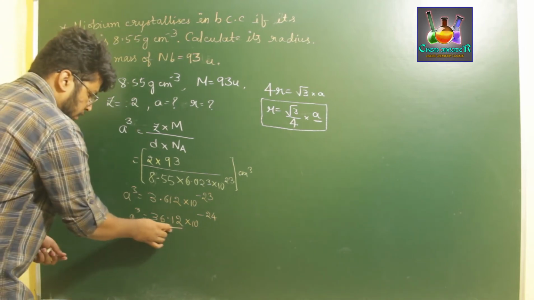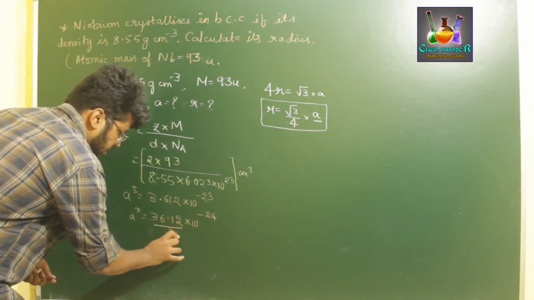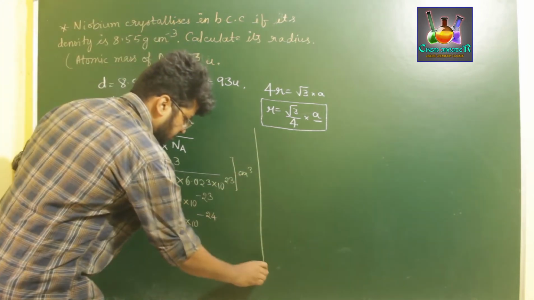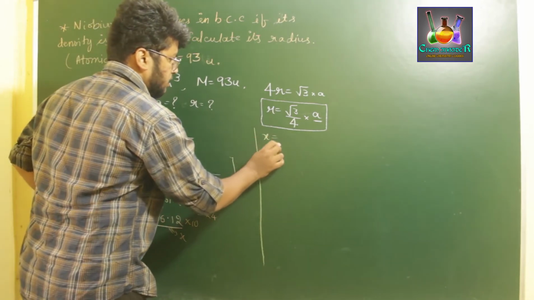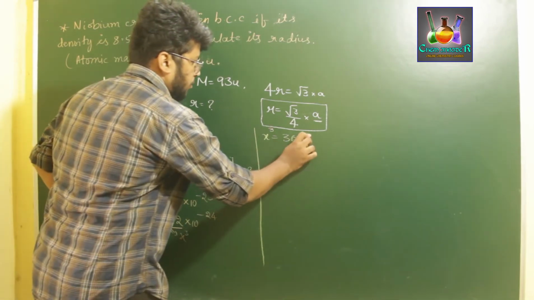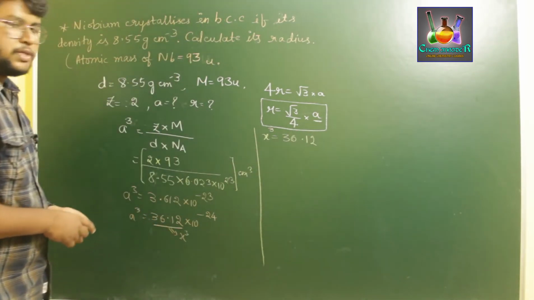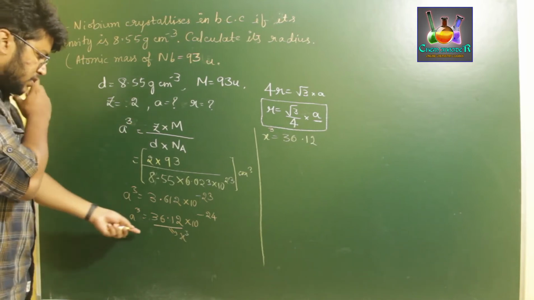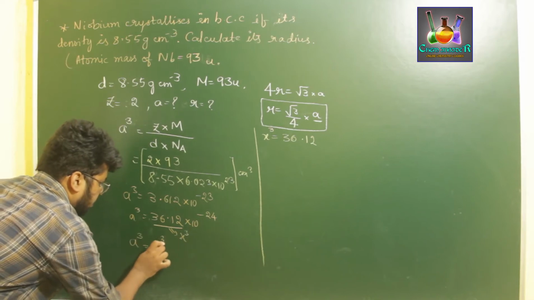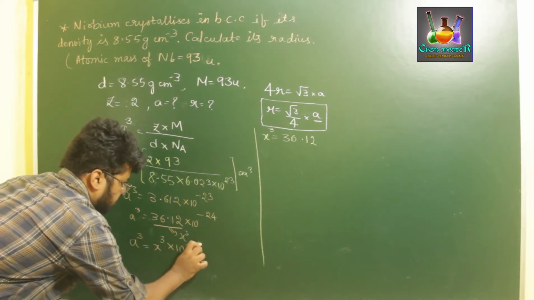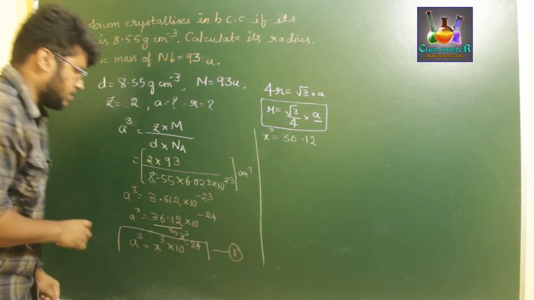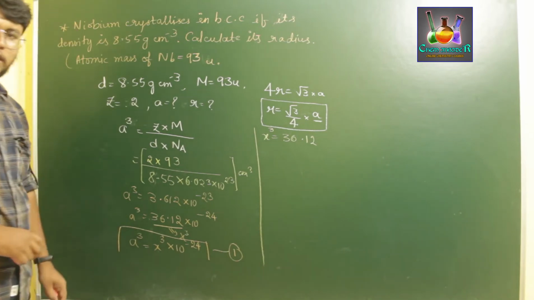Now let us consider this value as x. So x cube is equal to 36.12, and we will leave it as x cube is equal to 36.12 on the right-hand side. Now the equation becomes a cube is equal to x cube into 10 to the power minus 24. We'll take this as equation 1. Now let us keep it that way.